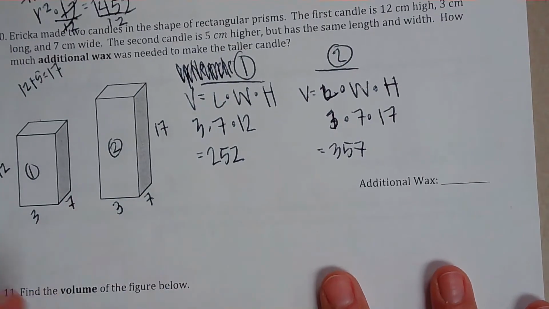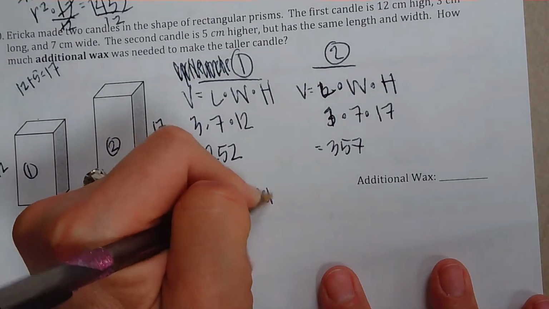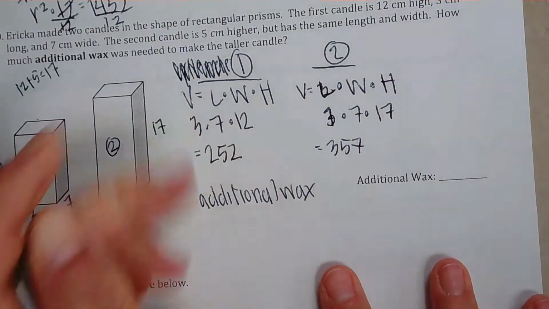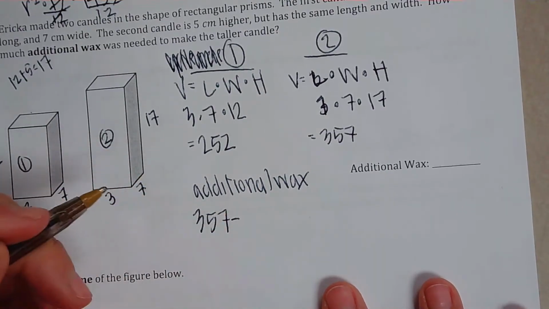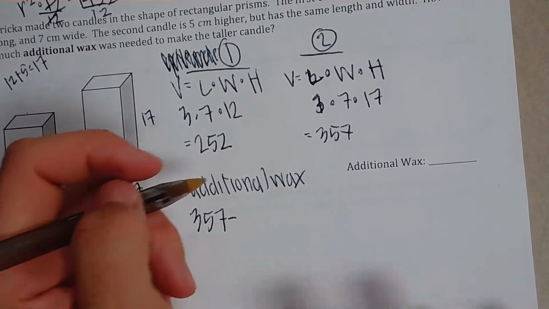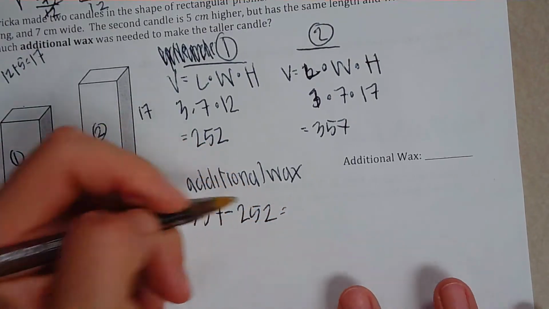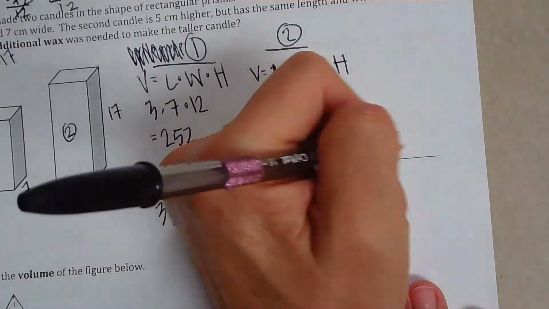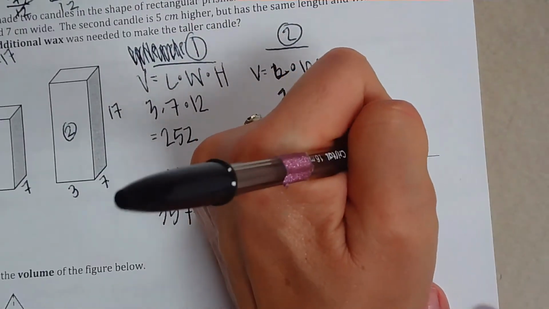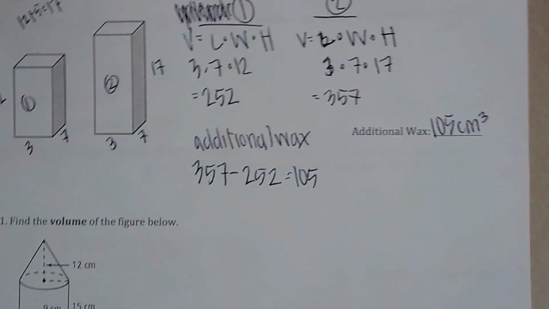So what we want to do is find the additional wax. We're going to take that bigger candle's volume, 357, and subtract the volume of the smaller candle to find the difference. So 252, and that gives us 105. So we're going to need about 105 centimeters cubed of wax, probably liquid wax.